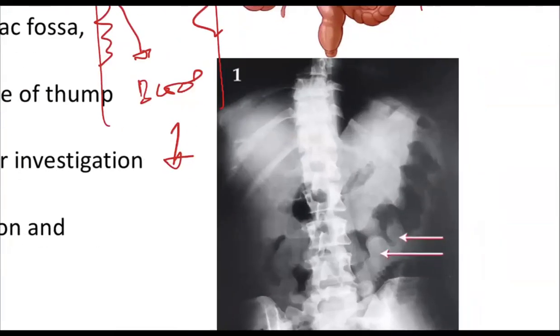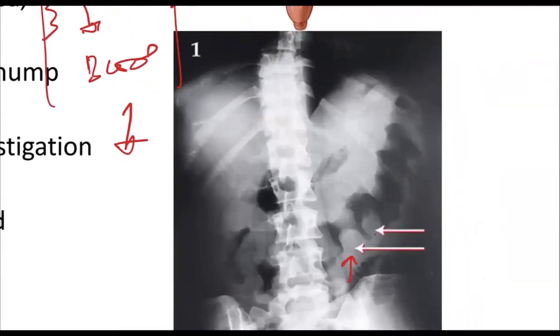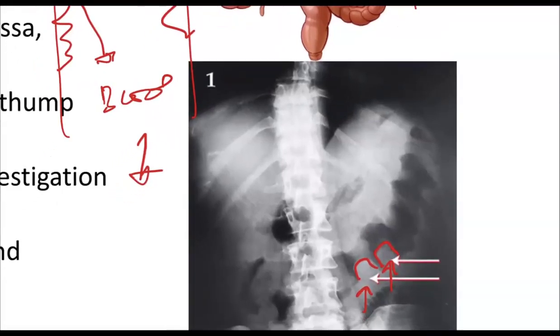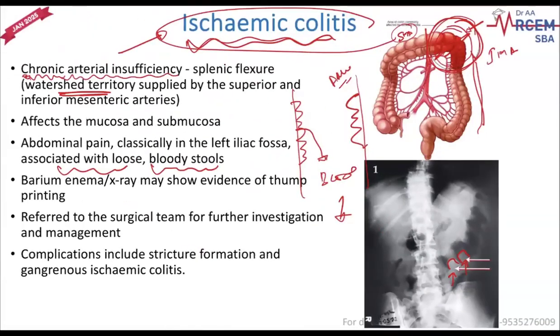When you get an X-ray, especially a barium enema, then you can see this. This is known as the thumbprint sign. That is a classical finding. It may not be seen always, but it is a classical finding you need to look out for. Again, you need to involve the surgeons here. Complications like stricture formation and gangrenous ischemic colitis can happen. These are very late complications.